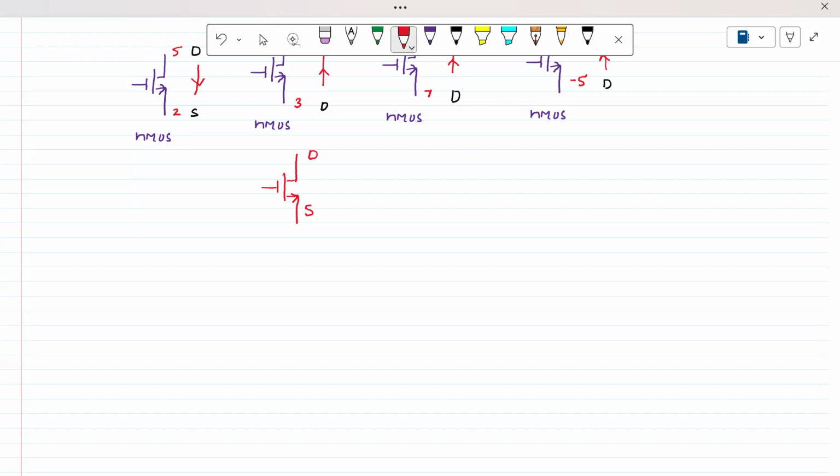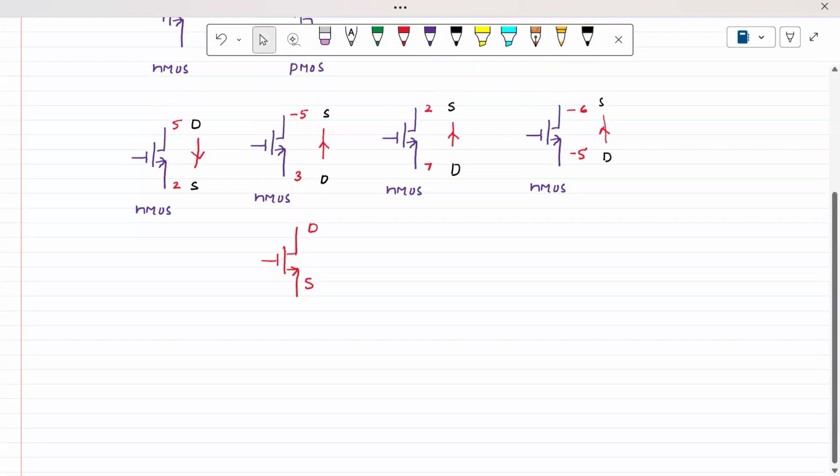But behind the scenes, you should not say directly that because of the arrow mark this is the source and the other is the drain. You should not say like that. Depending upon the potential, you should say it.